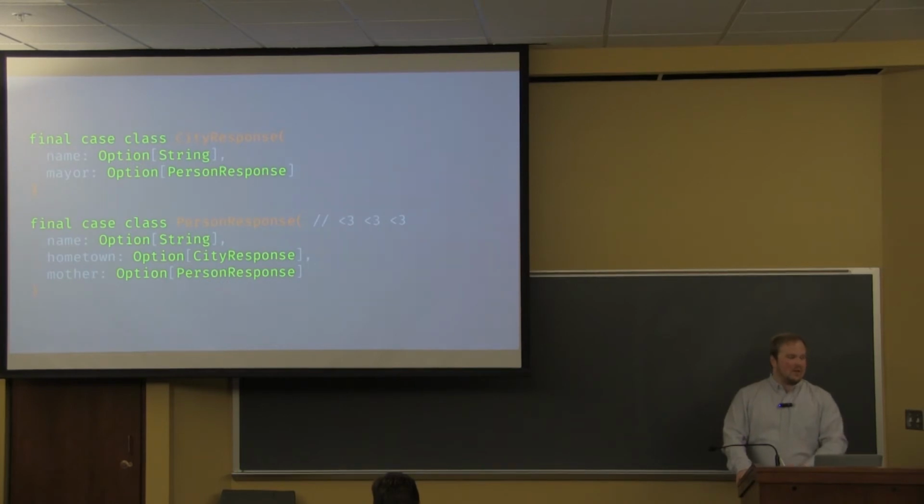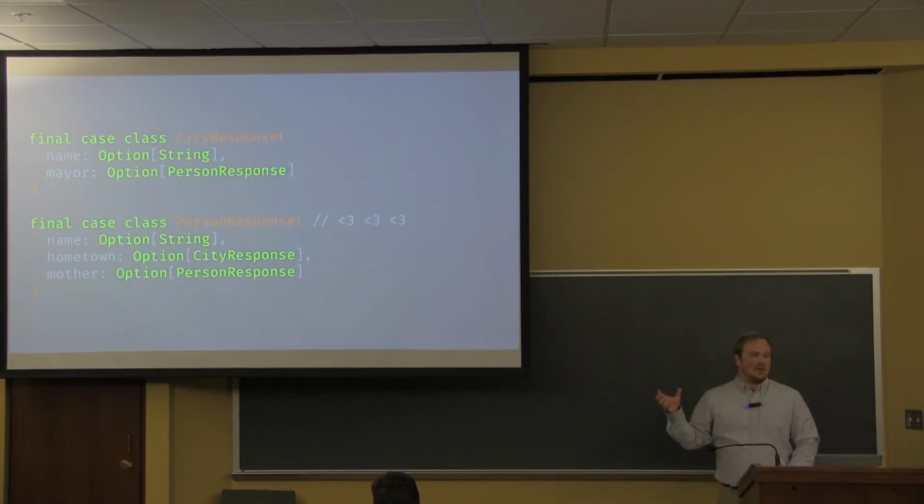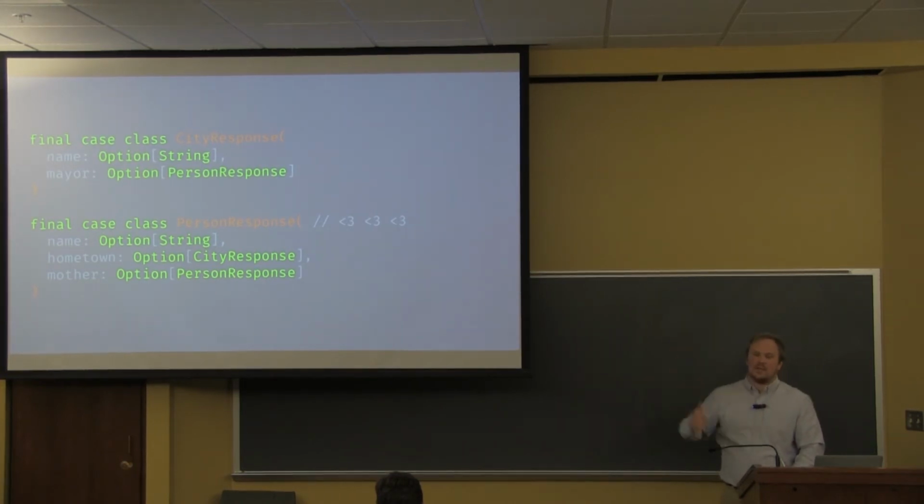So I'm doing the exact same thing with the responses, except the only difference is now when we get to these atomic values, the names, we actually need to provide the data instead of just saying true or false. Do we want the person's name? Yes, we'll give you a string. In both cases, we'll give you a string if you ask for it.